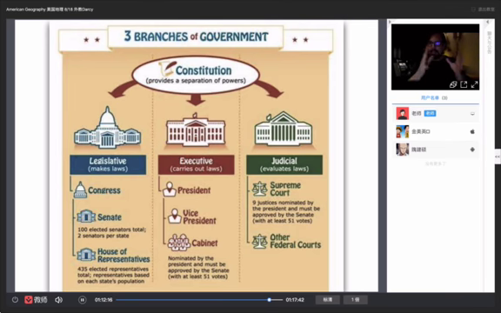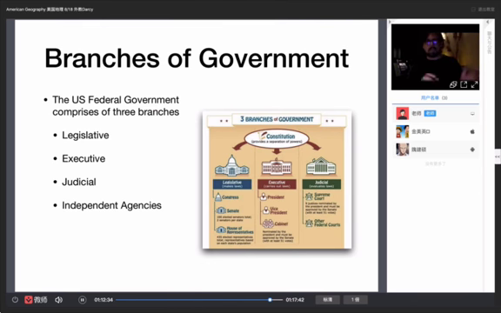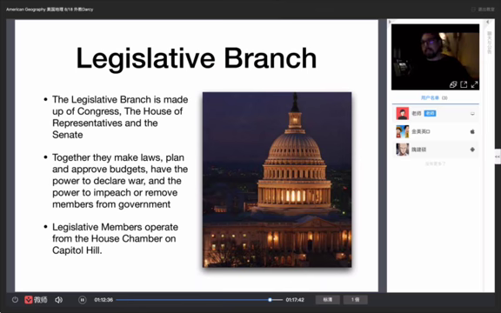But here are the three branches of government: the legislature, Congress, and Senate. Well, the Congress is the Senate and the House of Representatives. The executive is the president, the vice president, and his or her cabinet. And then the judicial is the court system. What does all of that mean? And then independent agencies as well.